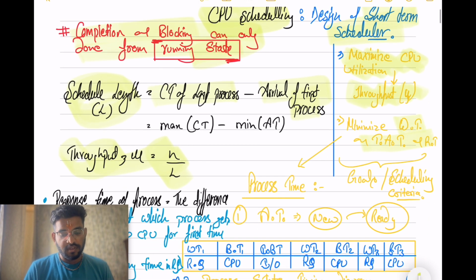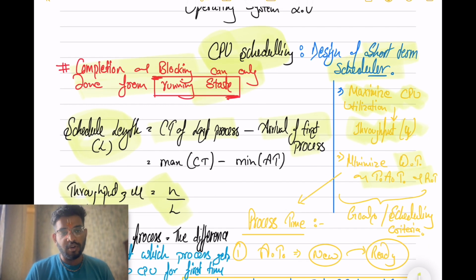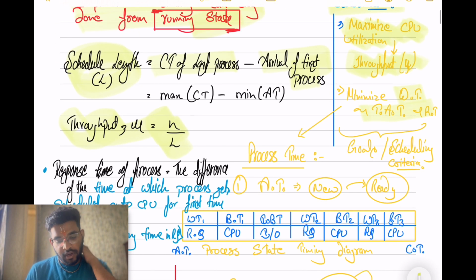The basic task of CPU scheduling is to minimize waiting time and turnaround time. Runtime is dependent upon the process, so we should not add it here. This is the goal and the scheduling criteria.